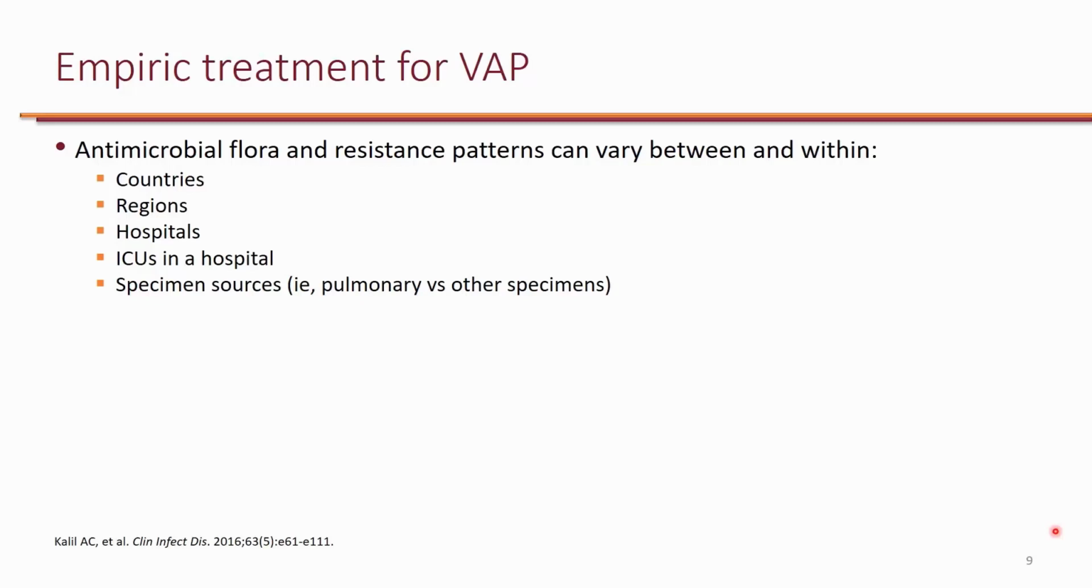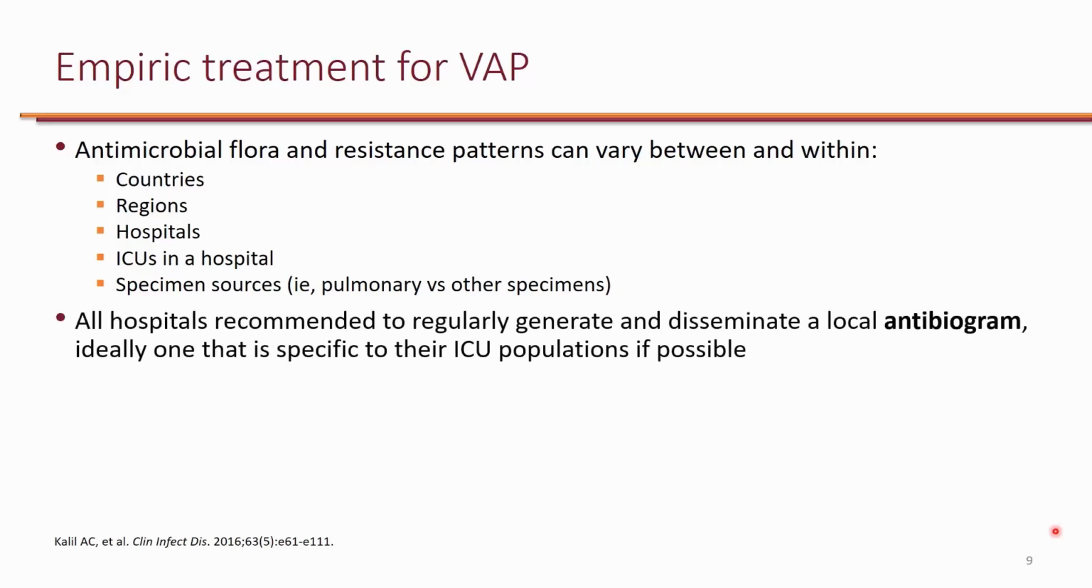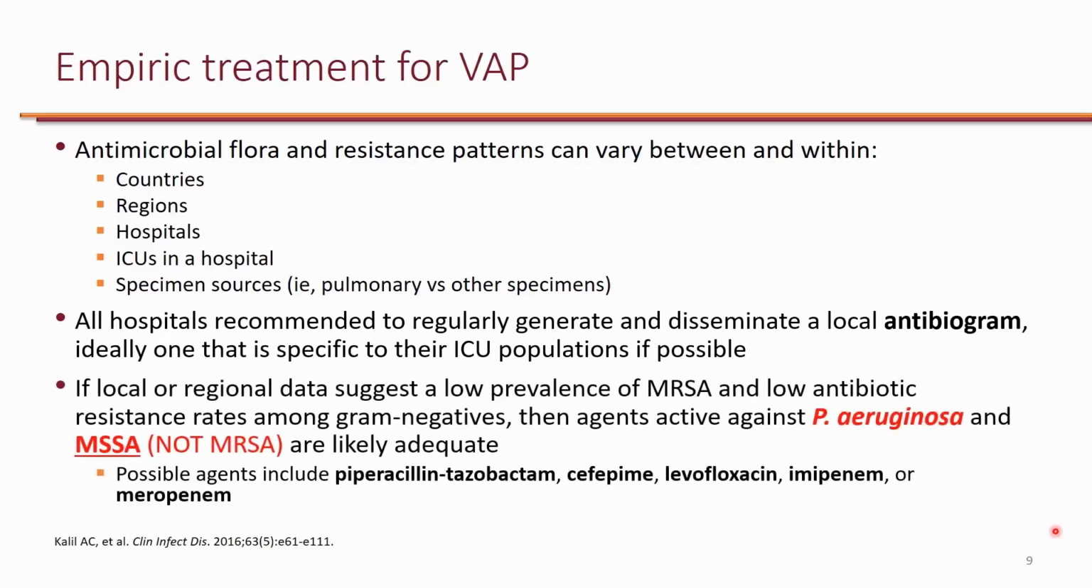And of course, another thing that's important to know is the source of specimen. For example, if we have organisms from the urine versus organisms from a pulmonary specimen, they can have different resistance patterns. And that's why it's recommended that all hospitals regularly generate and disseminate a local antibiogram, ideally one that's specific to their ICU populations if possible. And it's recommended that hospitals do this at least once a year.